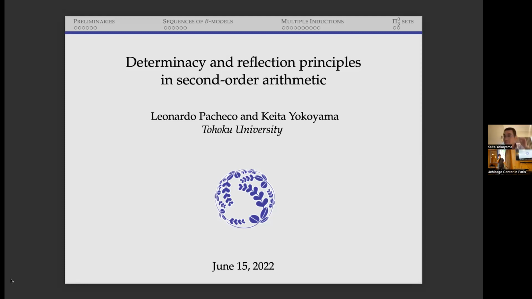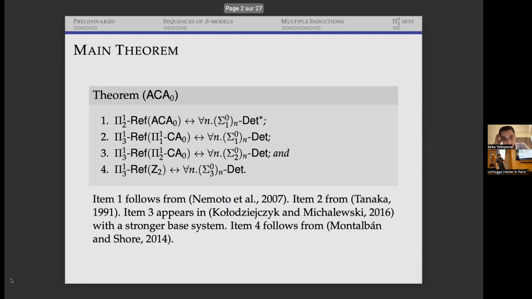So today I'm going to present a result that we are finishing right now, relating determinacy and some kind of reflection principles. First, okay, this slide is a little ugly. We get this kind of reflection for some kind of formula for some system. It's going to be equivalent to a determinacy for finite differences of sigma 01 or sigma 02 or sigma 03 sets. I'll revise the definitions later.